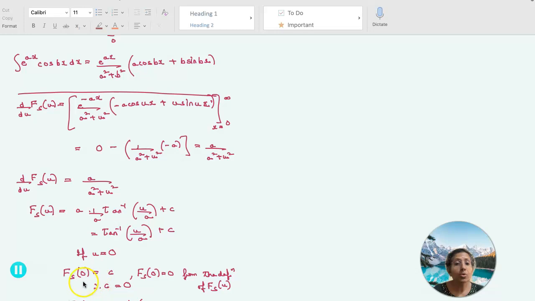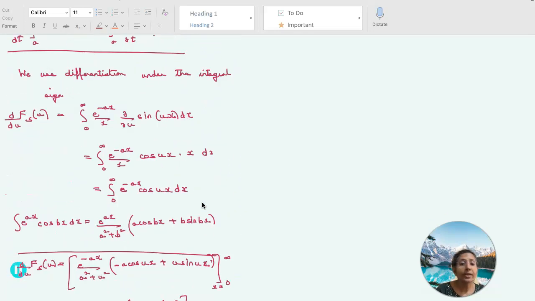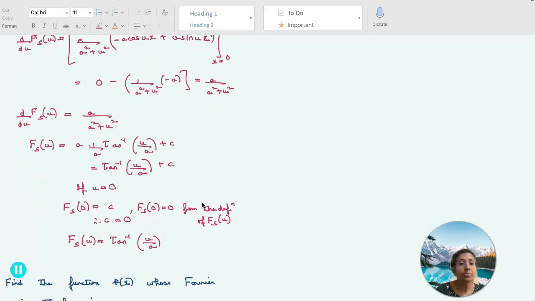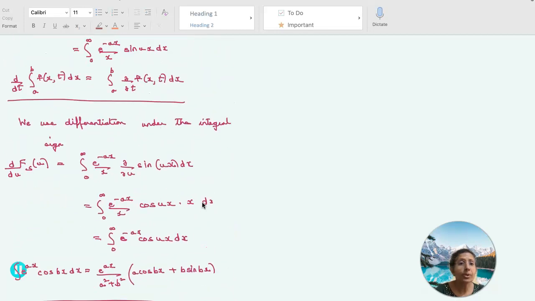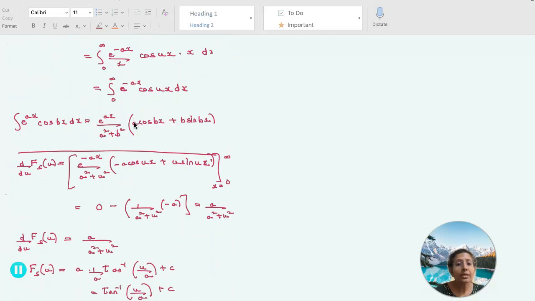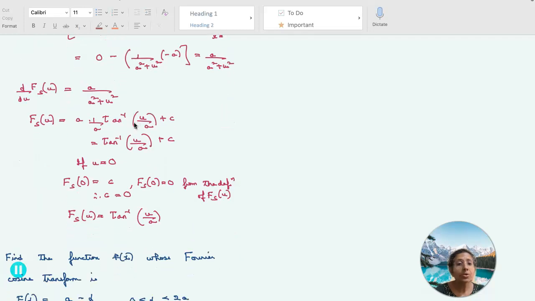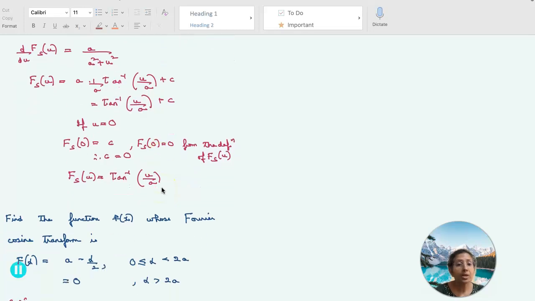Now if u equal to 0, what is Fs(u)? Fs(u) is basically the integral of e raised to minus ax by x times sine ux. So when u is 0, Fs(u) becomes just c, because Fs(0) is 0. Fs(0) will be integral 0 to infinity of this, which becomes 0. So Fs(0) becomes 0 and so c is 0. So Fs(u) will be tan inverse u by a. Fs at the point 0 is 0. So this is your answer.